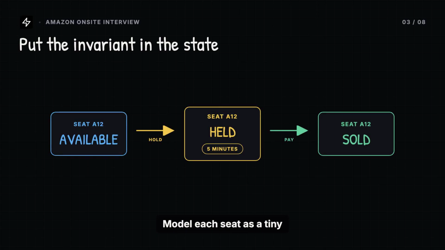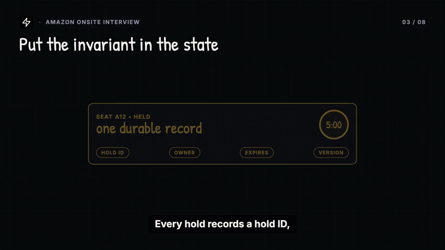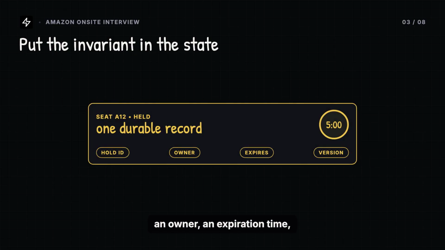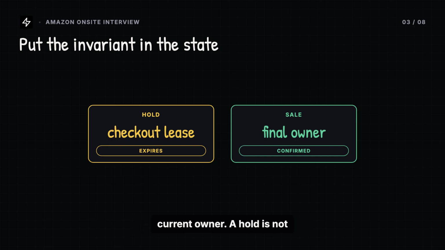Model each seat as a tiny state machine. Available may become held. Held may become sold for its current owner, or return to available after 5 minutes. For this walkthrough, sold is final. Every hold records a hold ID, an owner, an expiration time, and a version. The invariant is visible in the durable record. A12 has 1 authoritative state and at most 1 current owner.